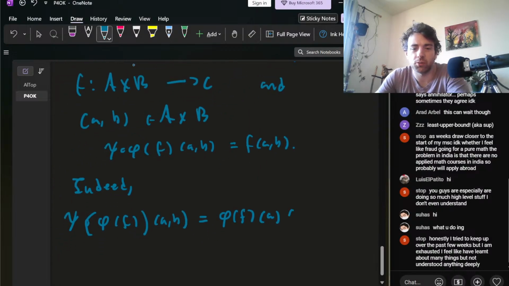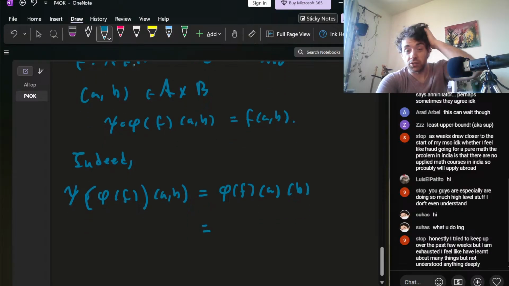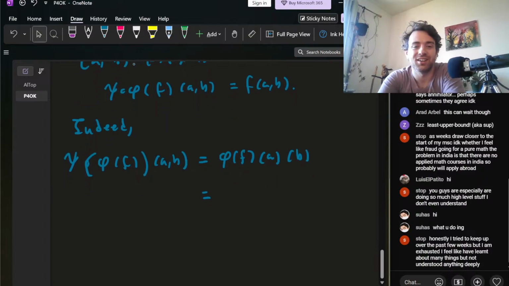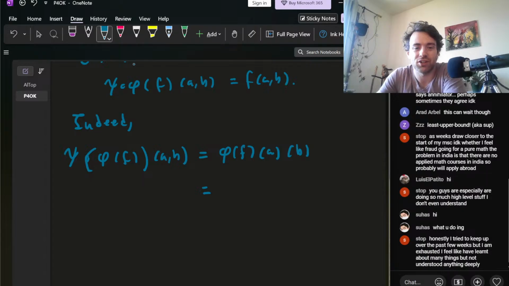So we plug in the value B. Then, I'm not going to scroll back up, but you can remind yourself that the definition of this function f at AB was, in fact, just FAB. So that proves the claim.